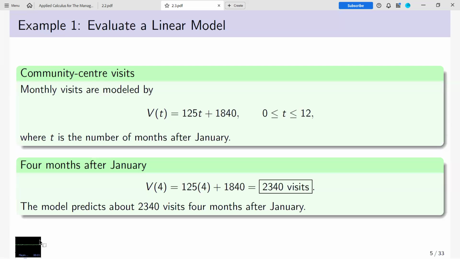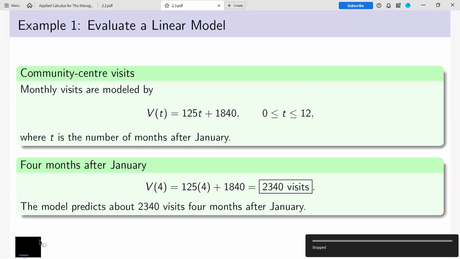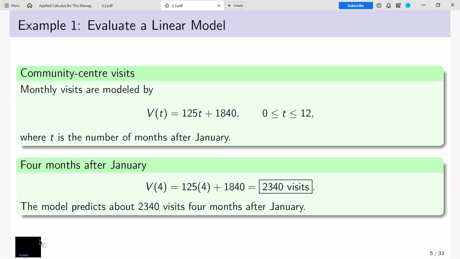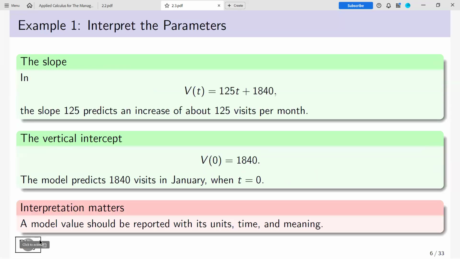Substituting 4 gives 2,340 visits. Always attach the context and units to the result, because 2,340 by itself could be visits, dollars, or very enthusiastic pigeons. The slope is the monthly rate of change, while the vertical intercept is the initial predicted value. Interpreting the parameters turns the equation into information.